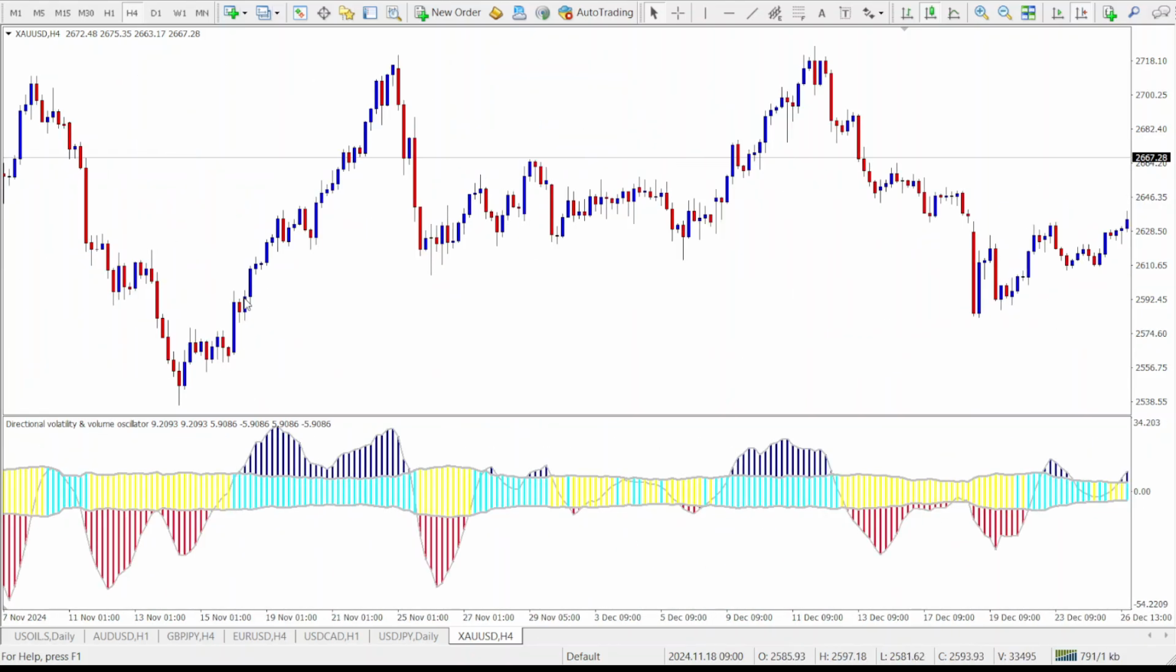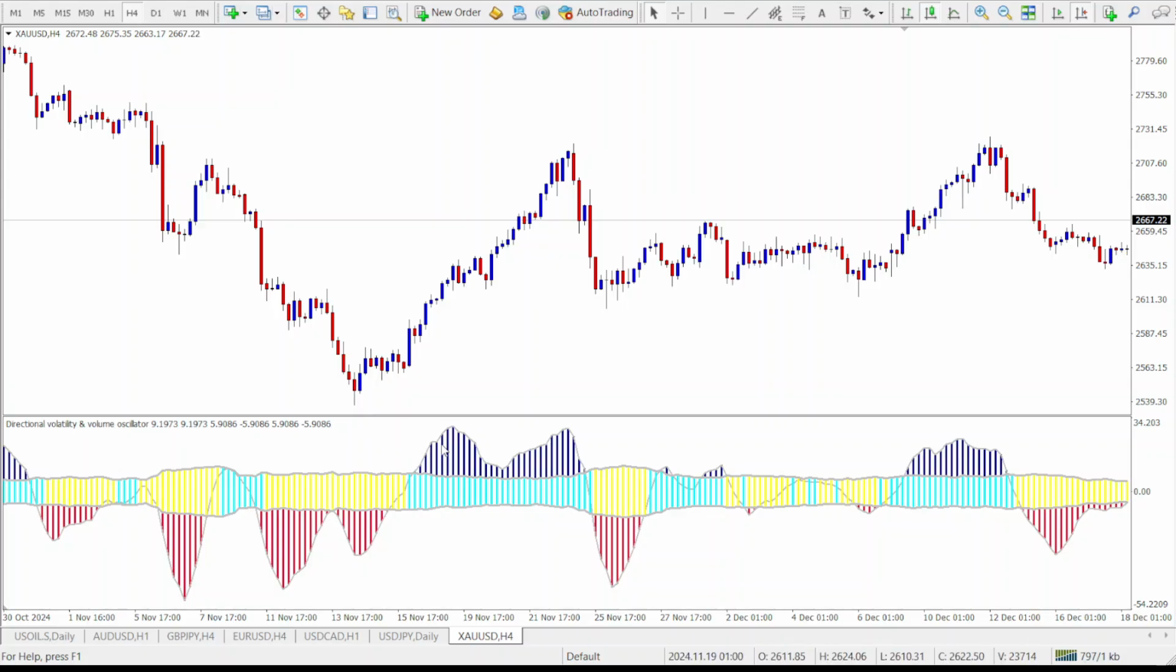First of all, pay attention to the position of the histogram bars with respect to these horizontal lines. If you notice, whenever we have the histogram bars above, it is usually dark blue in color, and whenever we have the histogram bars below, it is usually red in color. Whenever the histogram bars are blue above the horizontal lines, it shows that there is prevailing bullish momentum.